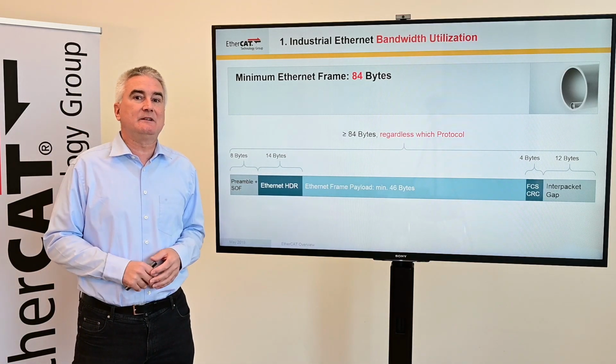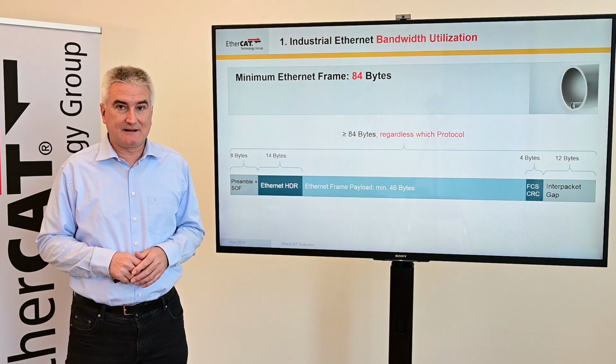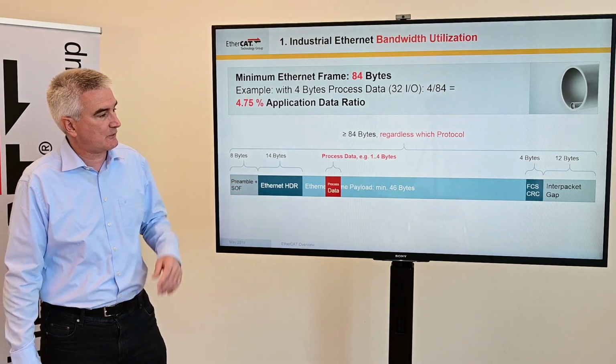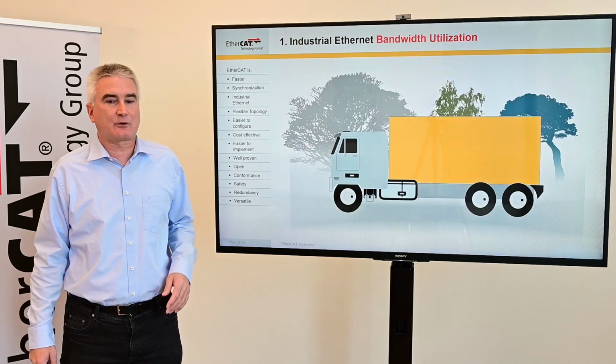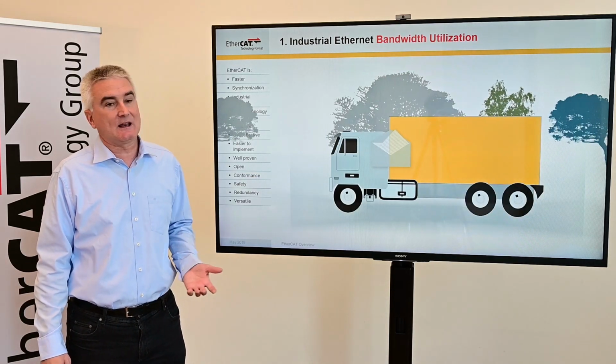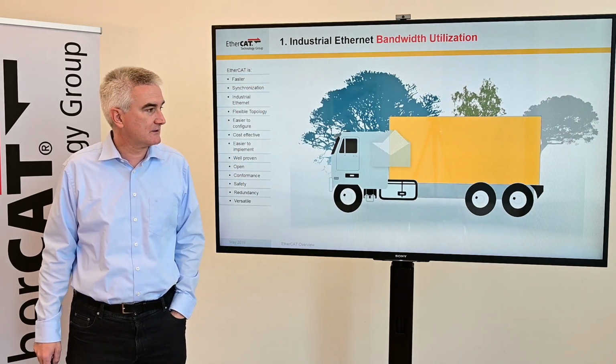An Ethernet frame is 84 bytes minimum. There's no shorter frame than that. If you use such a large container to transport a few bits or bytes, such as for an I/O node or for a drive, you end up with a very poor application data ratio. This is like taking a truck on the highway to deliver a letter. You can do that, but it's not the most efficient usage of the highway bandwidth.